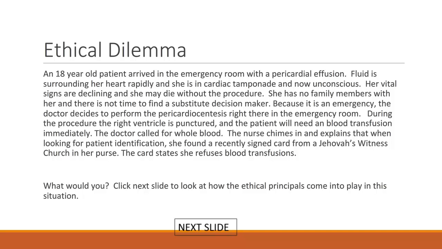During the procedure, the right ventricle is punctured, and the patient will need a blood transfusion immediately. The doctor calls for whole blood. The nurse chimes in and explains that when looking for patient identification, she found a recently signed card from a Jehovah's Witnesses church in the patient's purse. The card states that she refuses blood transfusions.